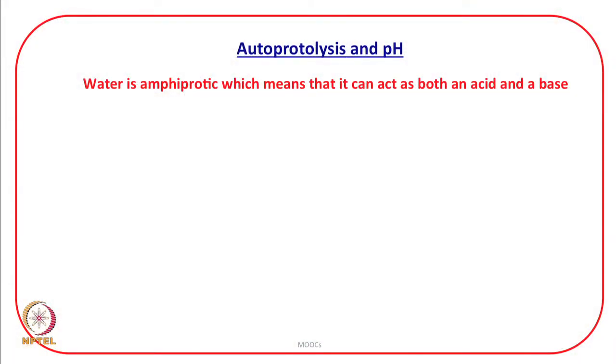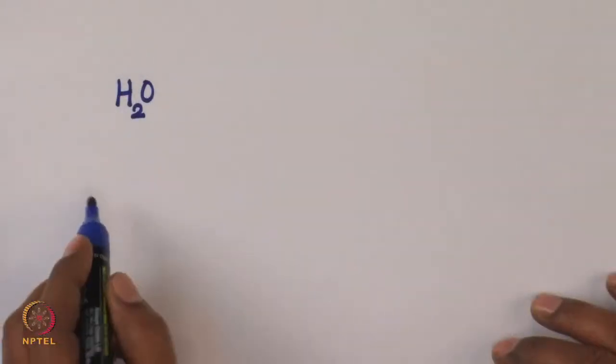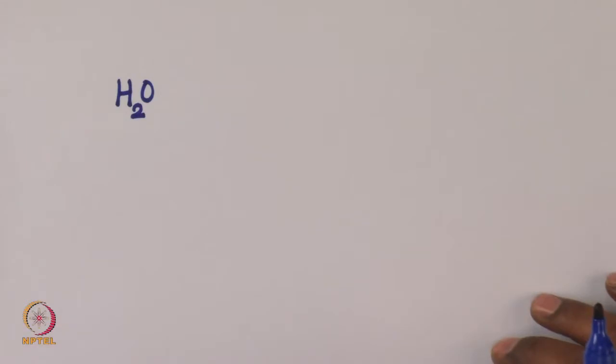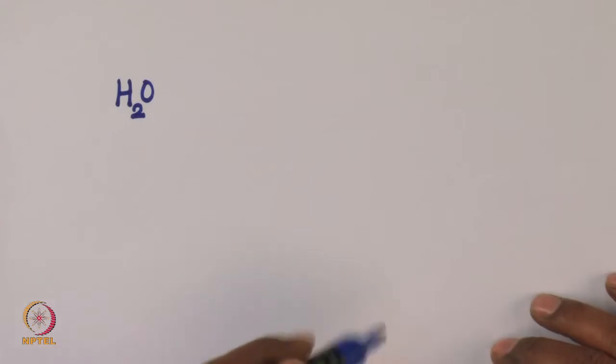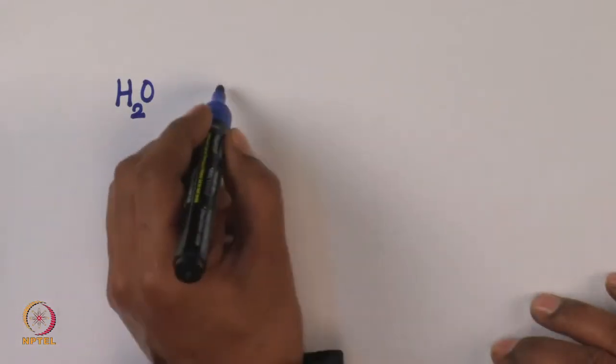Water is an amphiprotic solvent or amphiprotic molecule, which means that it can act as both an acid and a base. Let us take a look at water. It can accept a proton, it can also donate a proton, therefore, it is amphiprotic.